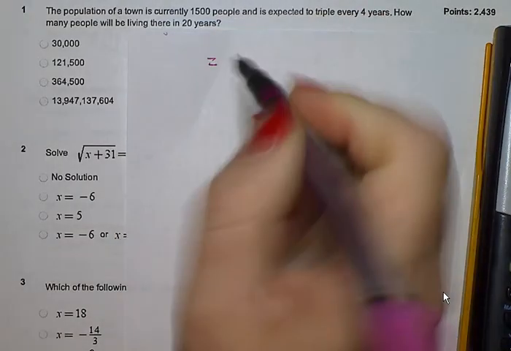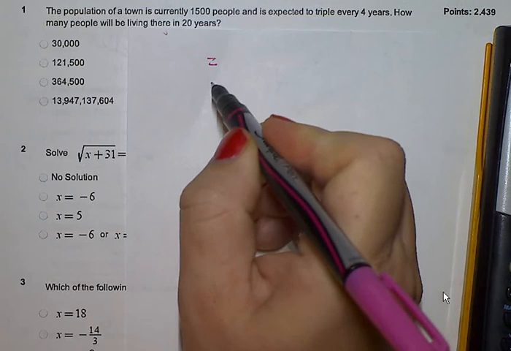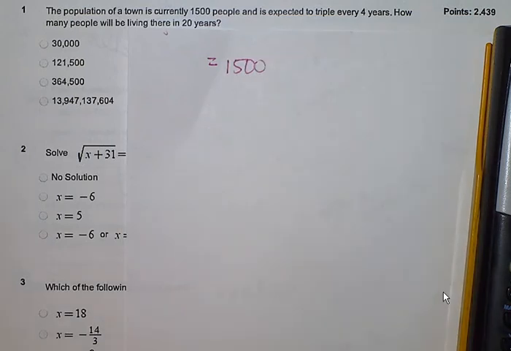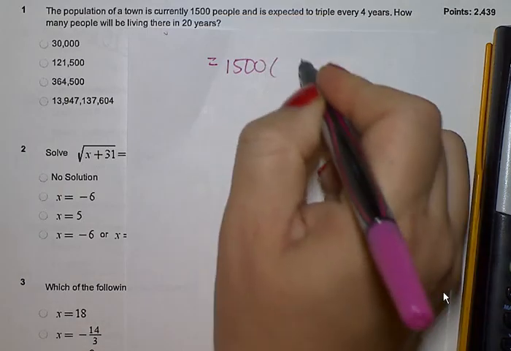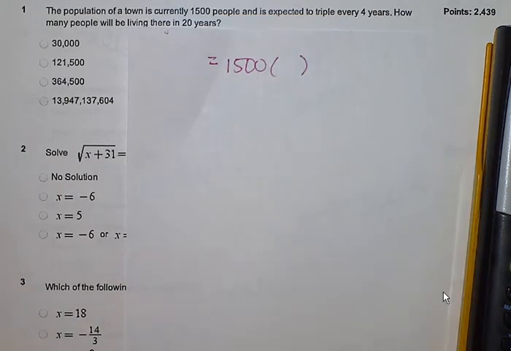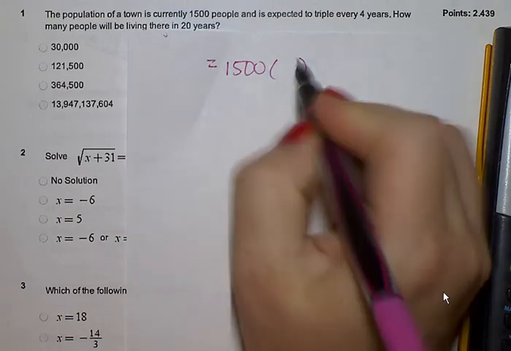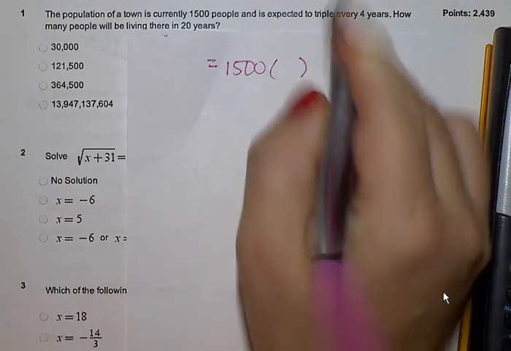The first number represents the initial amount. In this problem, the initial population is 1,500. The next number that you generally find in parentheses represents the growth rate. Remember, anything over 1, we're talking about exponential growth. Anything between 0 and 1 would be exponential decay. So in this case, it's tripling, so I'm going to put a 3 into this position.